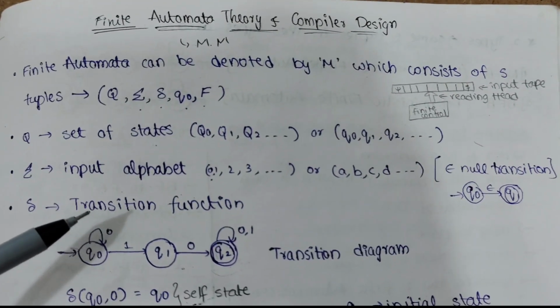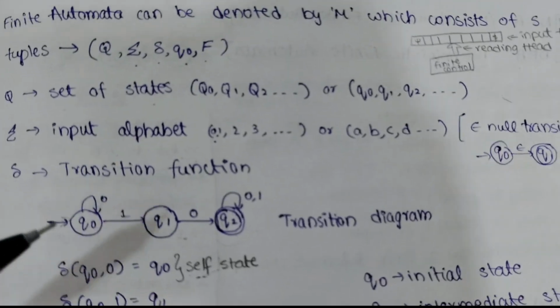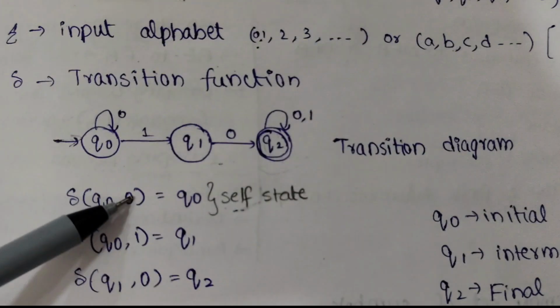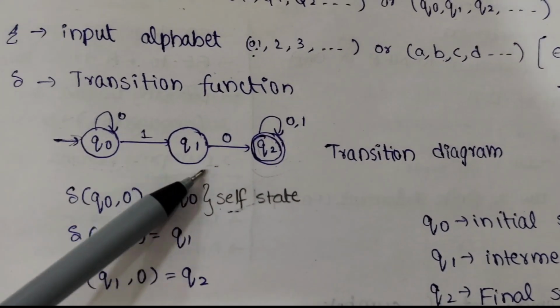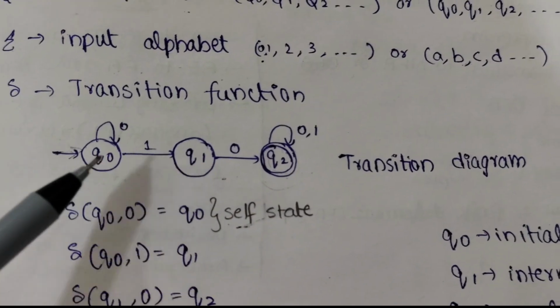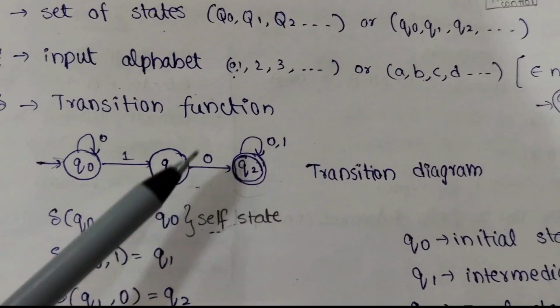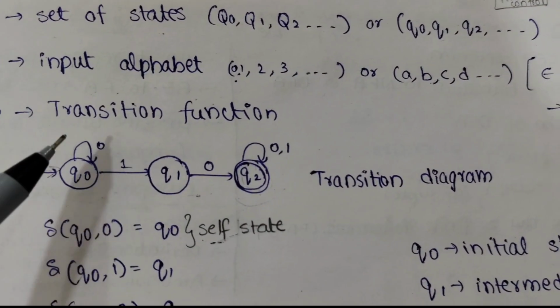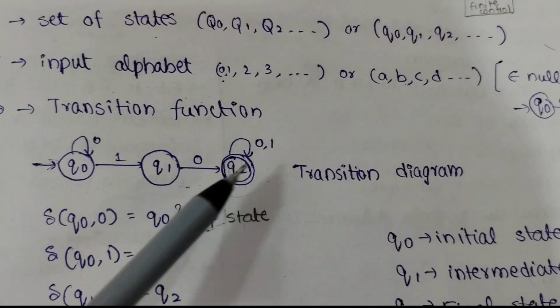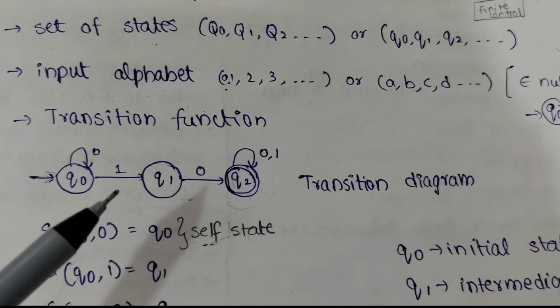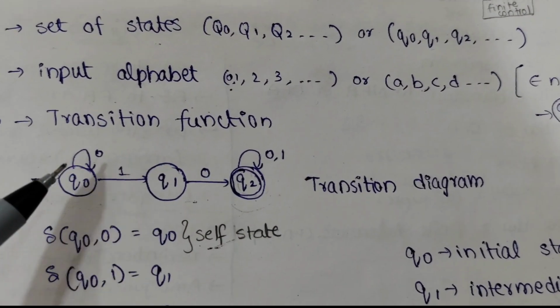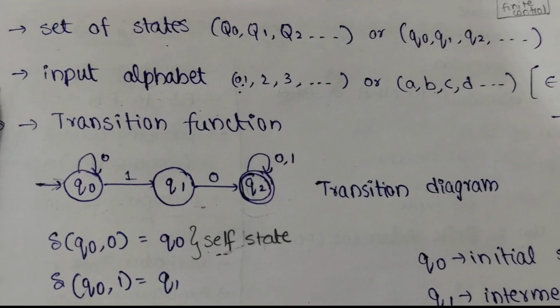In this transition function, let us take a transition diagram as an example. Suppose you see this Q0, Q1 and Q2. These three are states, these three are the set of states. Now we have 0, 1, 0 and 1. As I have told you, they are binary alphabets, 0 and 1. So they come under sigma.